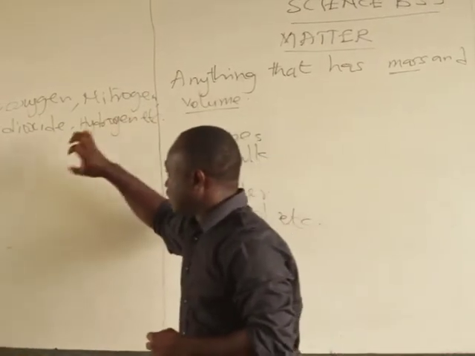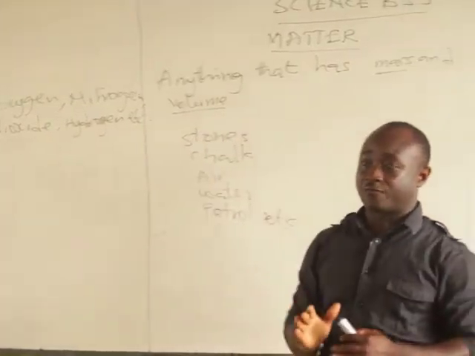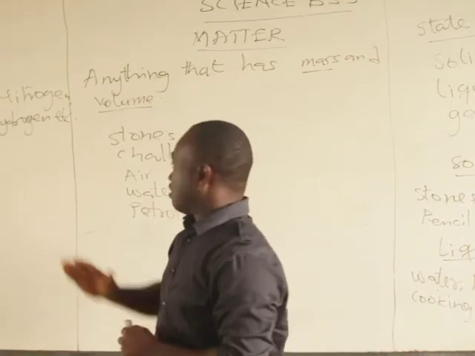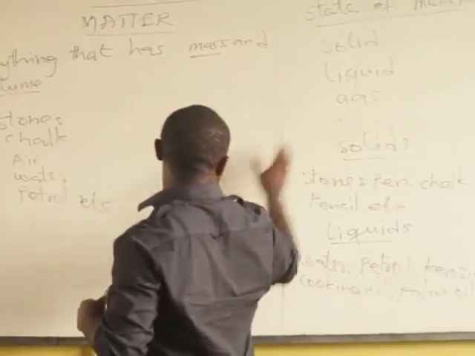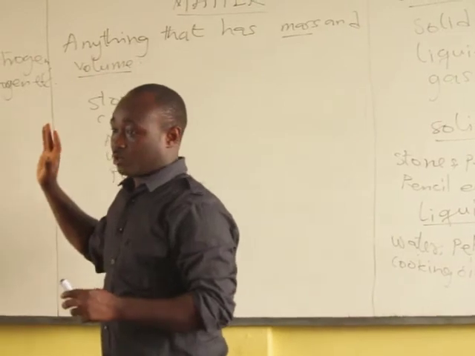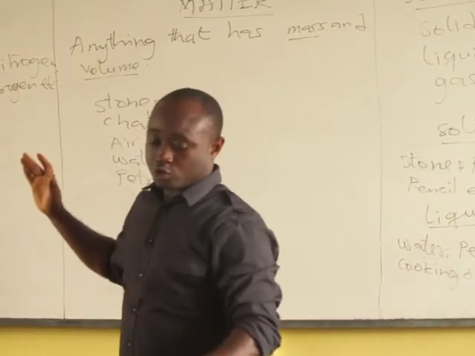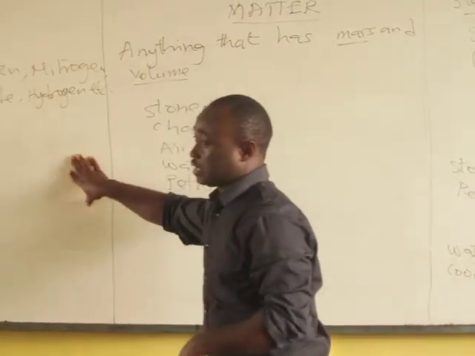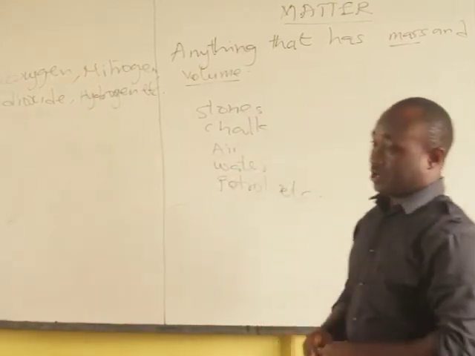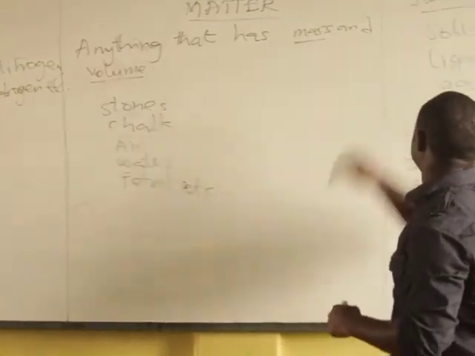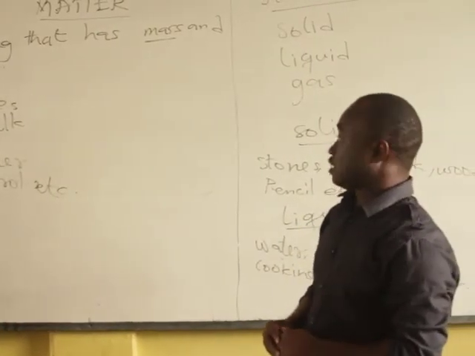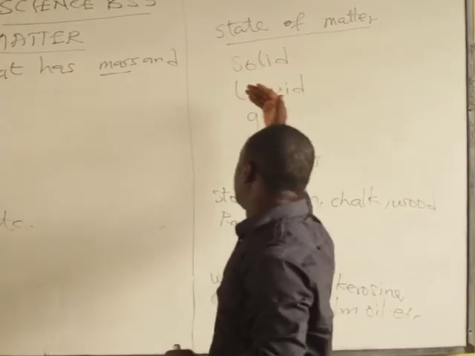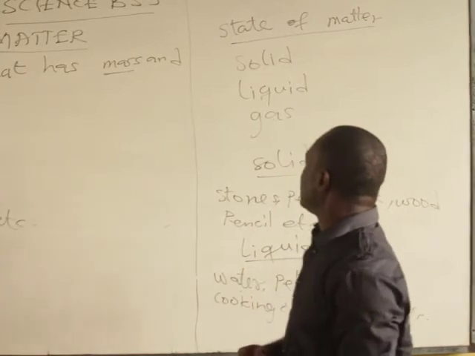Now, one thing about gas is that they don't have shape and they don't have size, unlike solid and then liquid. But they take up the size of the container. That is one thing about gases. So these are the three main states of matter that we've discussed today. Let's summarize it. We have solid, liquid, gas as the three main states of matter.